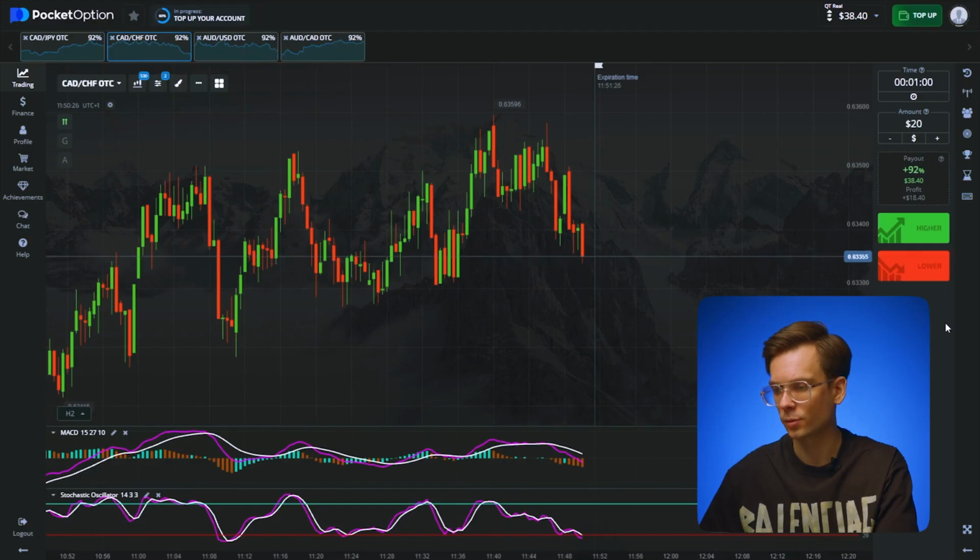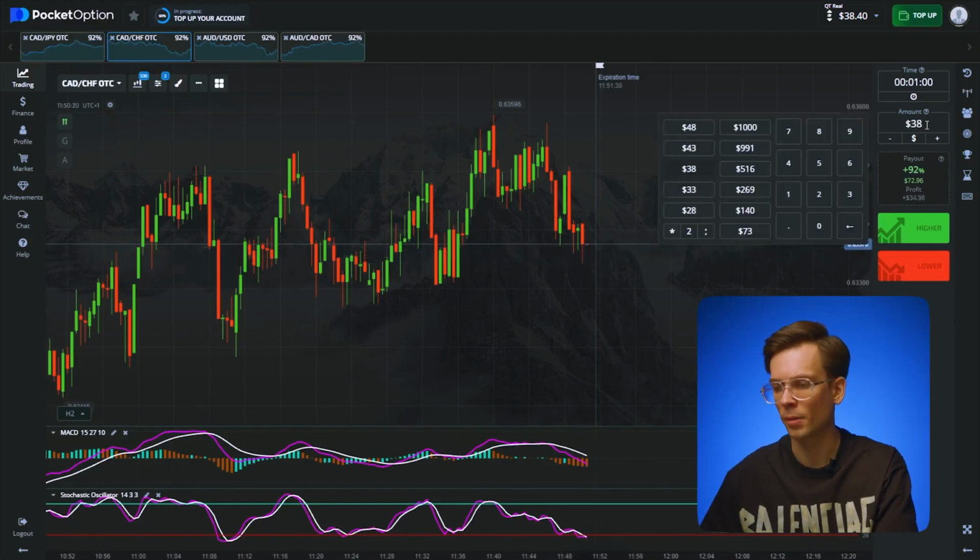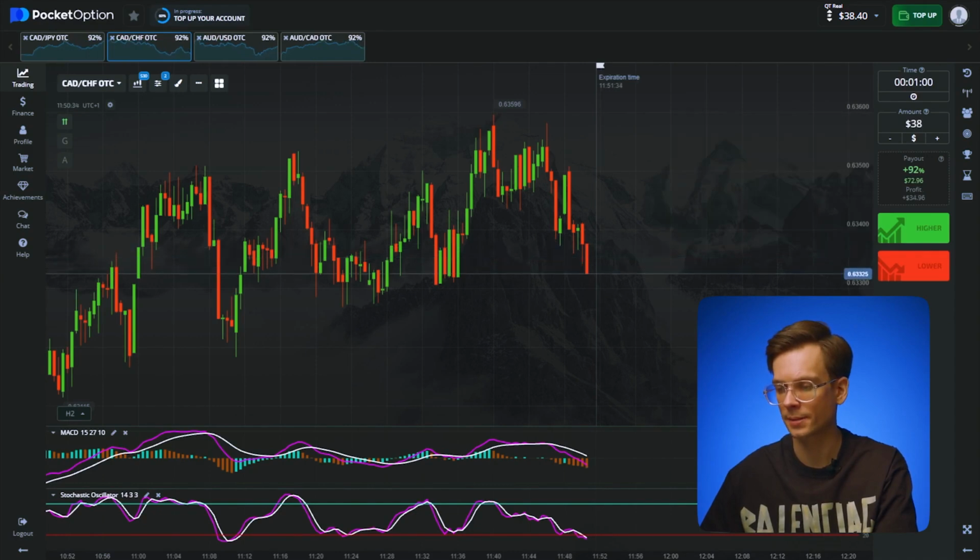Moving on to the Canadian dollar and the franc. I'm bumping up the investment to $38. Let's go for higher. I entered the trade after a strong bearish push, anticipating a rebound, plus the stochastic lines started dipping into the oversold zone.